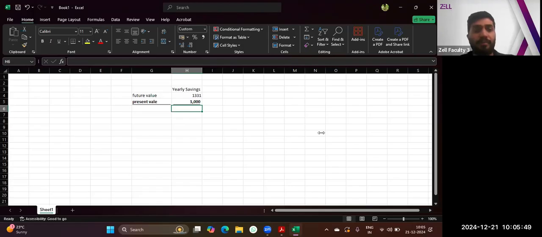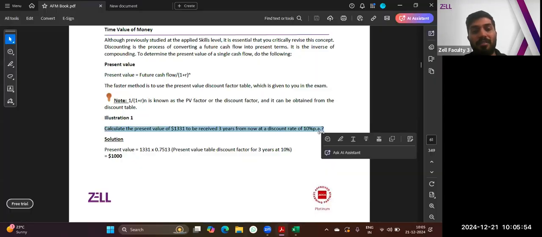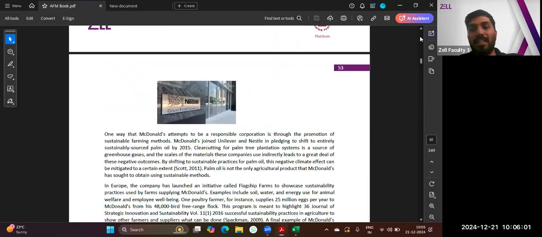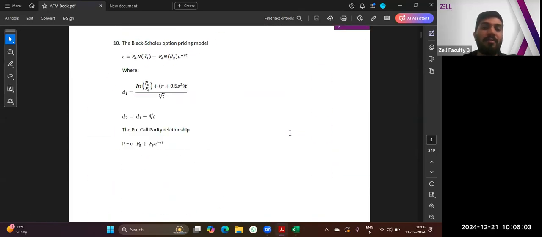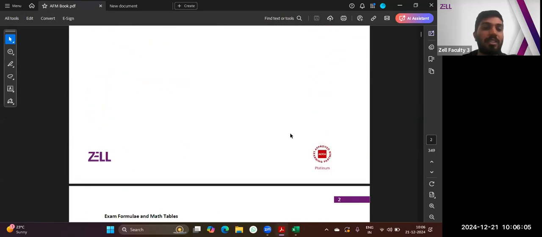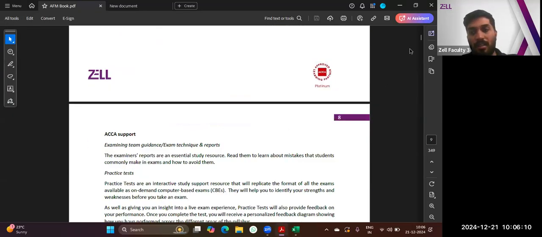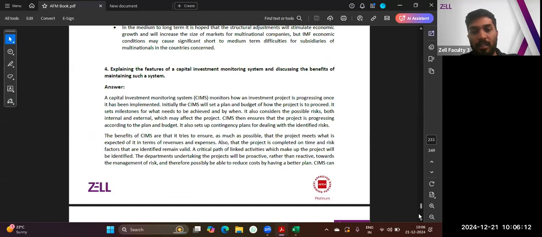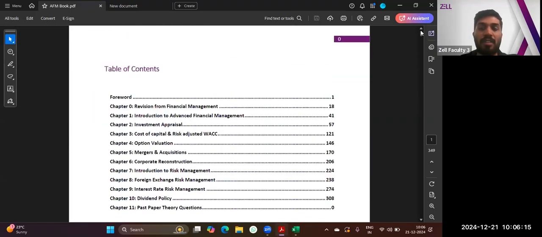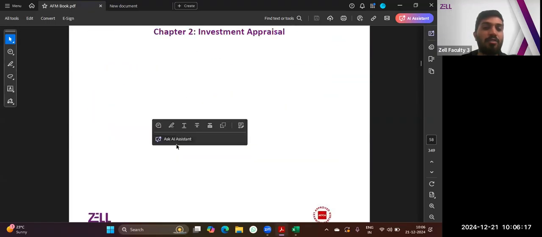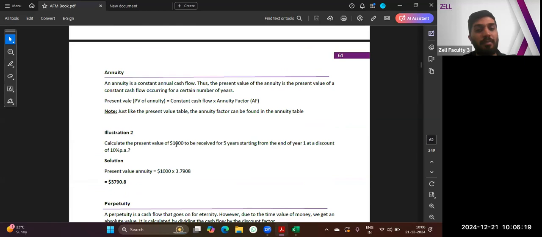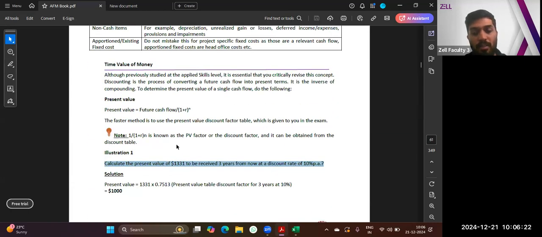Yes or no? Yes, sir. This is what you mean by the present value. Clear, everyone? Now, there's one more way to calculate. Let me show that to you. In the exam, guys, there is something called the present value table that will be given to you, along with the formula sheet.